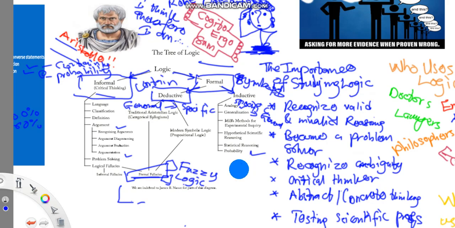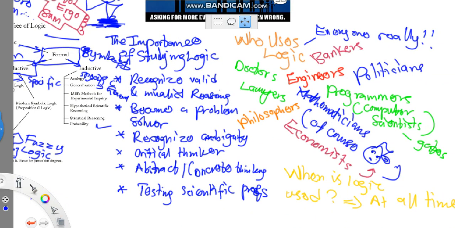Now, the importance of logic. Why should you study logic in the first place? When you study logic, you will be able to recognize valid and invalid reasoning. In our daily lives, every moment we are constantly making arguments, drawing conclusions, and using things we consider facts to draw those conclusions. When you are grounded in logic, you'll be able to recognize when someone is reasoning using valid principles and when someone is reasoning based on invalid reasoning.